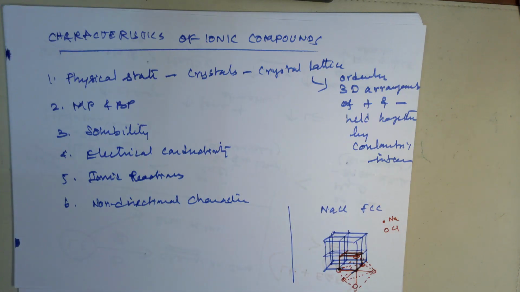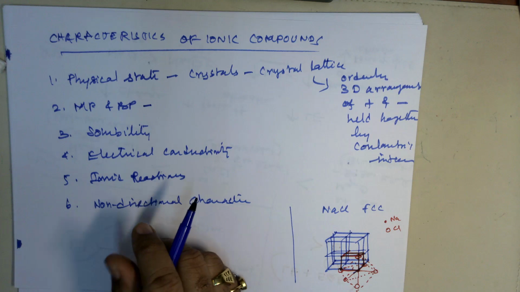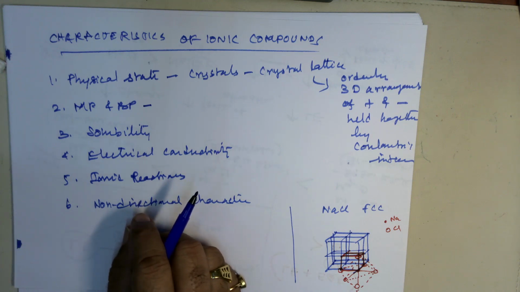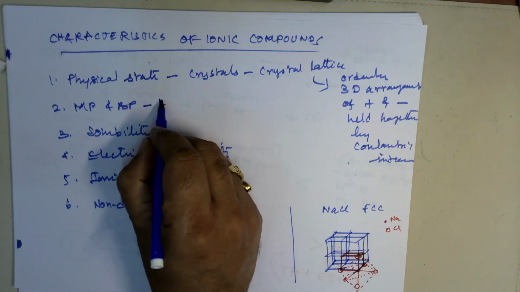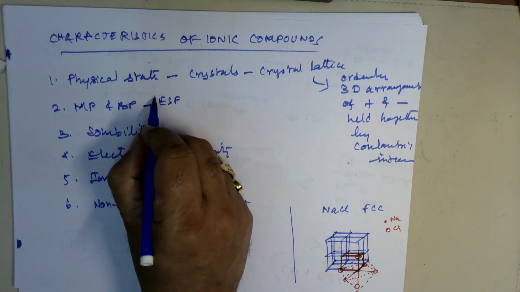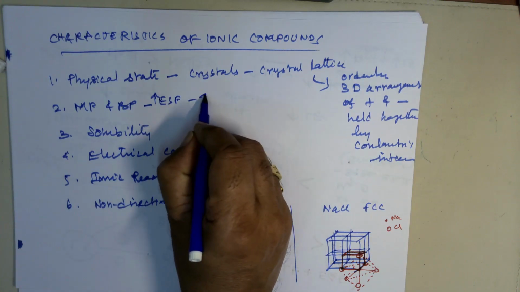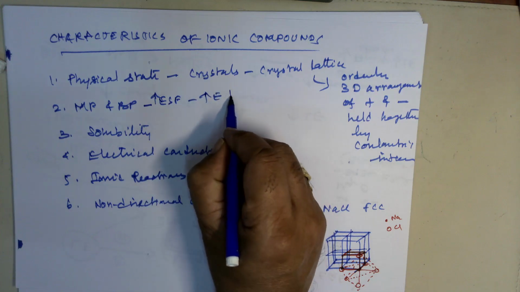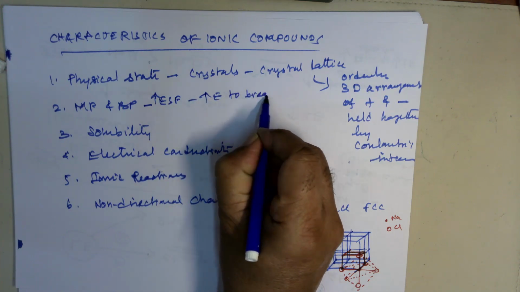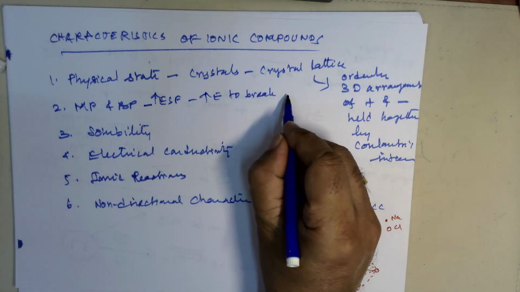Okay, right. Now let me move to the next one. Melting and boiling. Ionic compounds generally they are tightly held together by strong electrostatic force. Electrostatic force is very strong. So huge amount of energy is required to break, right? That's why their melting and boiling points are high.